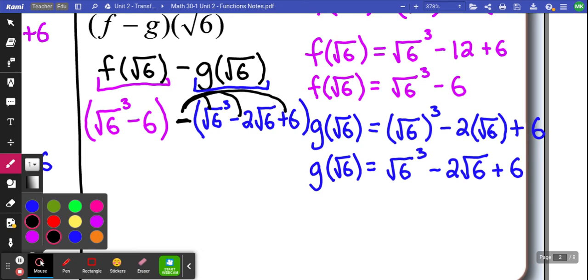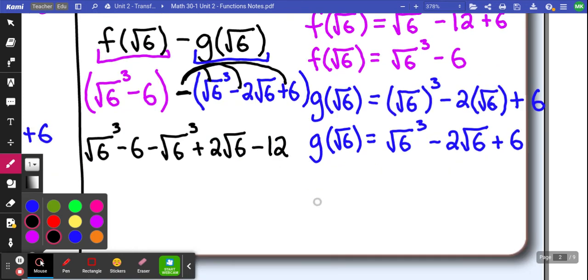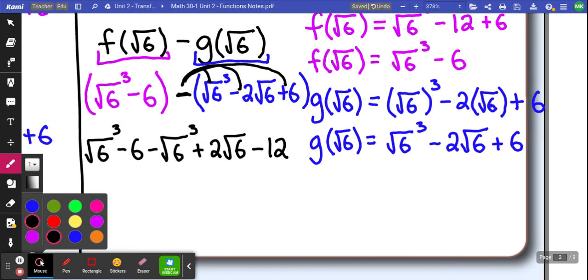I now have root 6 cubed minus 6 minus root 6 cubed plus 2 root 6 minus 12. The first one didn't change, so the purple one stayed: root 6 cubed minus 6. The blue one changed, so all the symbols changed. Negatives became positives, positives became negatives.